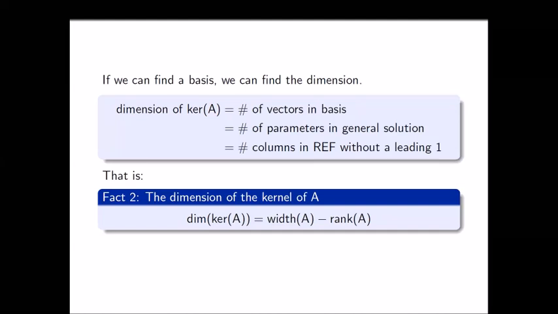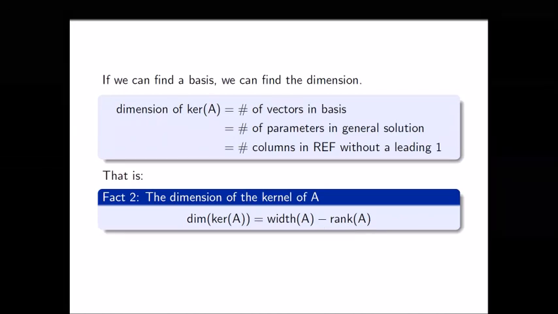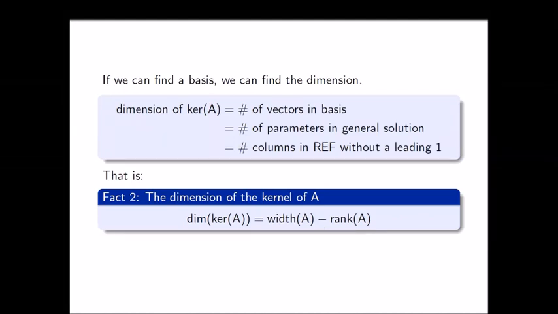So putting all this together, we get that the dimension of the kernel of A is the width of A minus the rank of A, because the rank of A is exactly equal to the number of columns in the row echelon form with a leading one. So we have the total number of vectors in A, which is the width, and we subtract the number of vectors which have a leading one to get the number of vectors without a leading one. And that, per our discussion, is the dimension of the kernel of A.